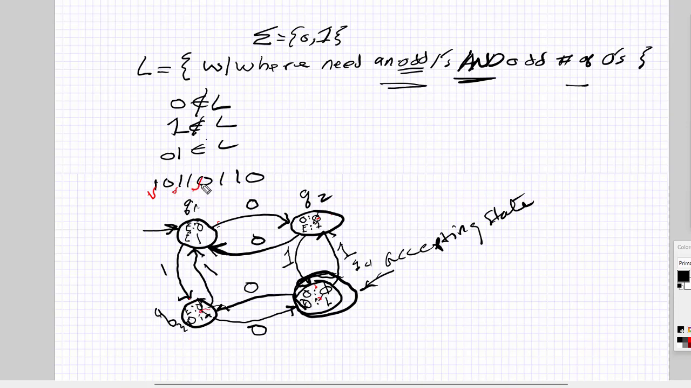We need a 0, we go here. So that's the third 0. We need a 1, we go here. We read another 1, we come back here. We read a 0, we go back here. So we tested it and it works. We say the machine accepts this language.